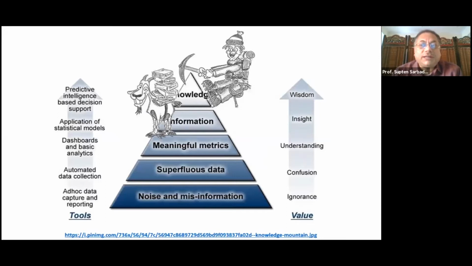If you go down the data analysis pathway, initially you have a lot of noise and misinformation. Then you try to get some useful data, filtering out superfluous data, and then get into meaningful metrics, information. As you go up the knowledge pyramid, you can then make models, predictive intelligence-based decision support, and so on. That is how we are all trying to go ahead. I think this COVID-19 pandemic has again pointed towards the awful inadequacy of our knowledge. Unless we have the data at the entry point, we cannot generate the information or knowledge, and therefore we cannot act in the best possible way.